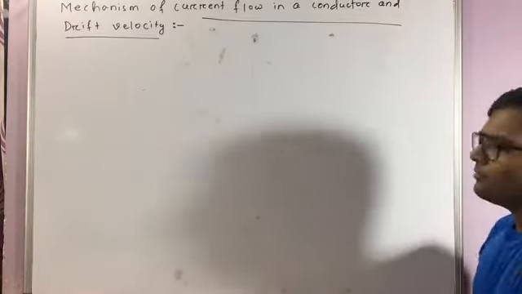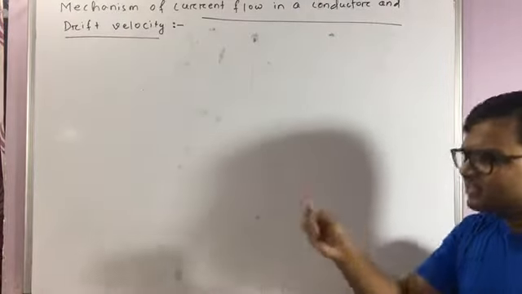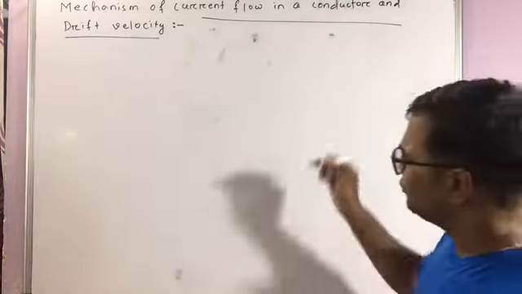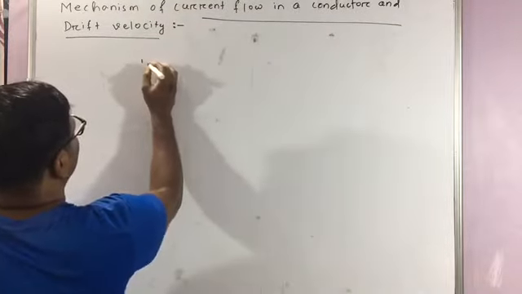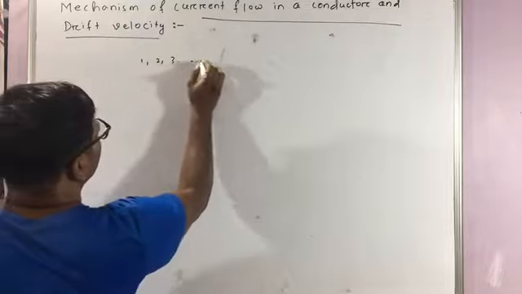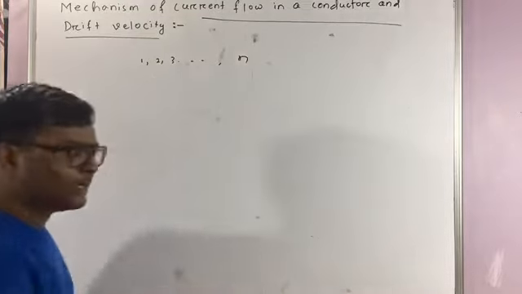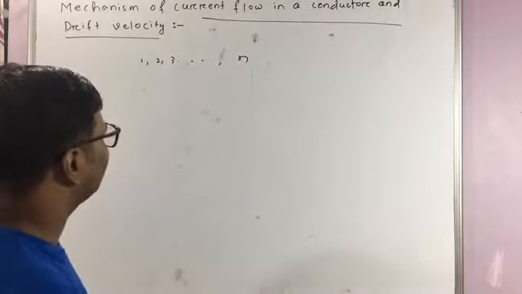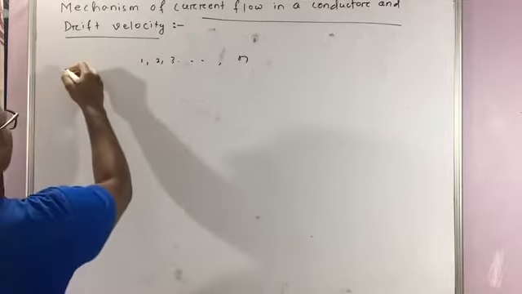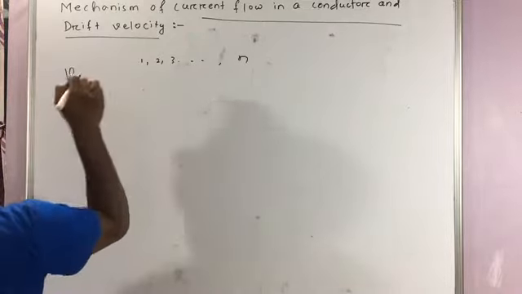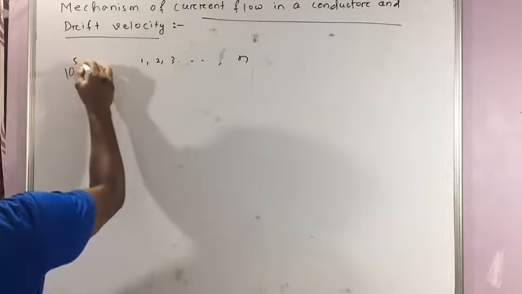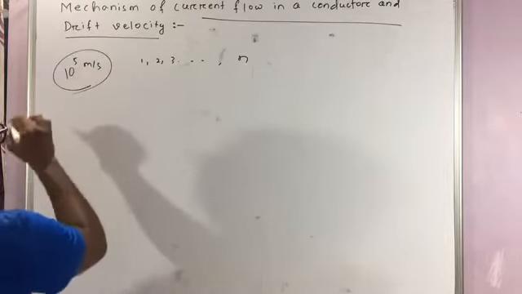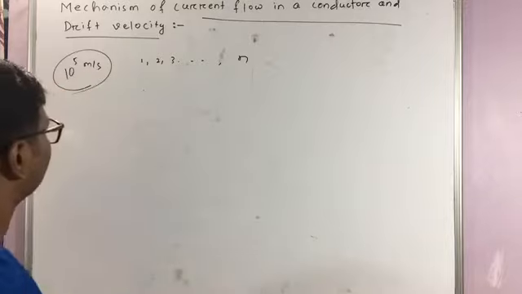So if we try to find out the average velocity of an electron, suppose there are 1, 2, 3 up to n number of free electrons present inside the material, and because of the thermal motion, if one tries to find out their speed, you will find the speed will be of the order of 10 to the power 5 meter per second.